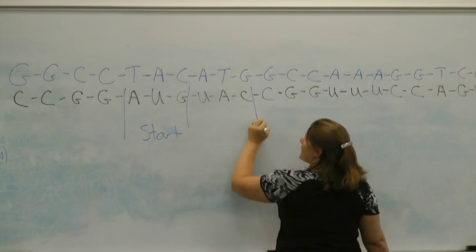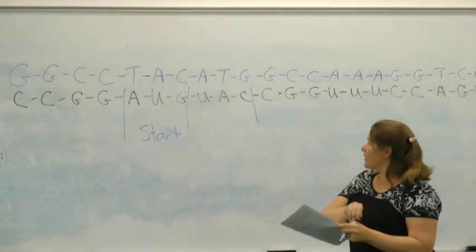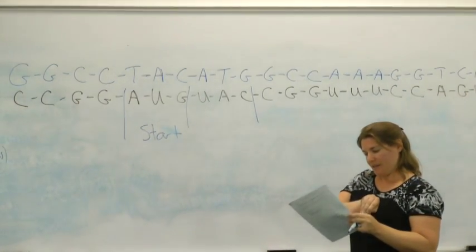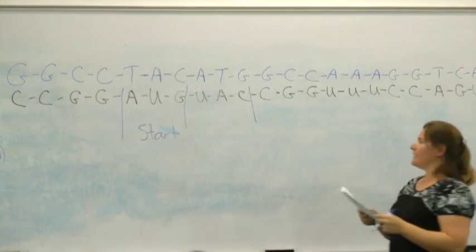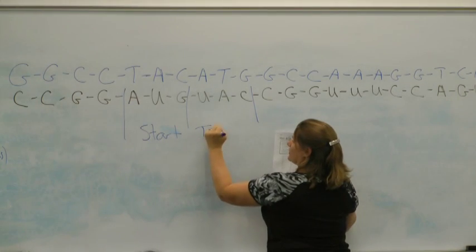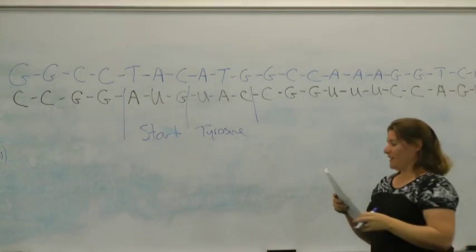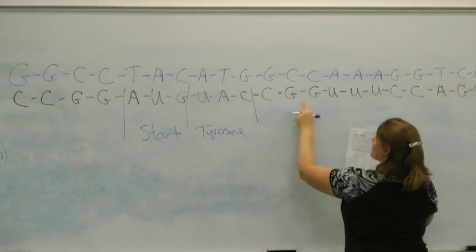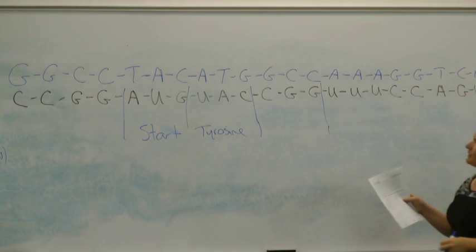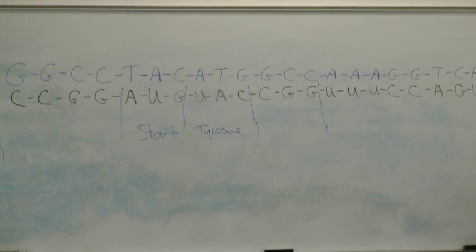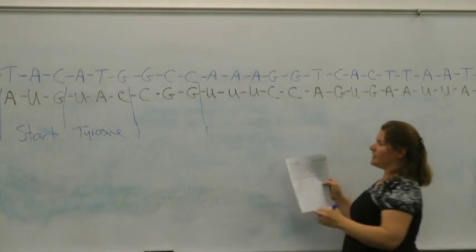Now we divide out the rest into 3. UAC is our next codon. Look at the table. What amino acid does UAC code for? Tyrosine in the chart. You would never have to memorize this chart; you would be provided it. The next codon is CGG. What amino acid is that? Arginine.